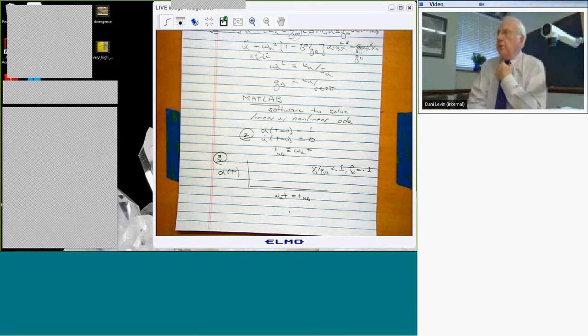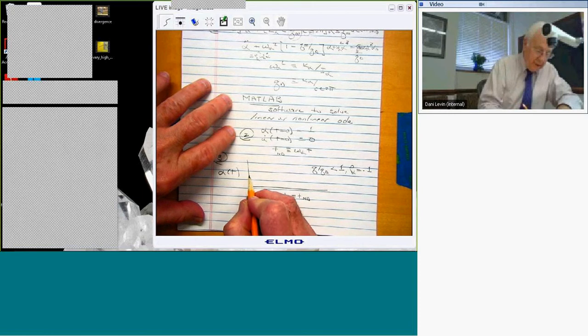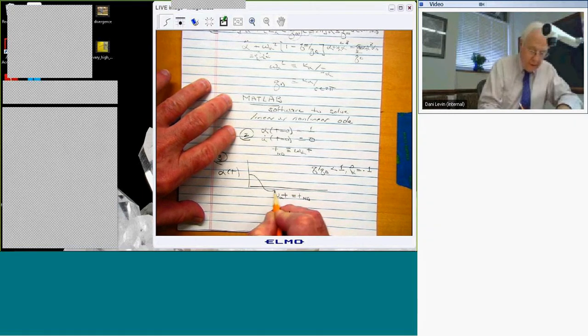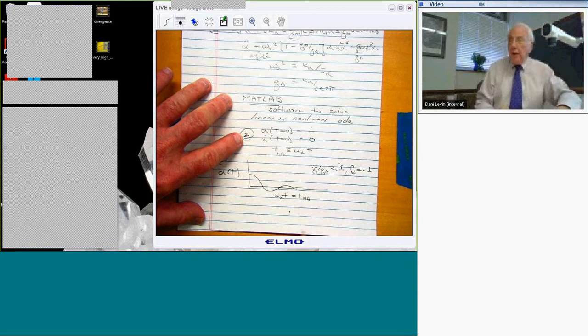So what happens if Q over Q divergence is less than 1? What do we think will happen? Has anyone actually done this? Okay, what happened? It oscillates and decays. Okay. And eventually goes to 0, right? Asymptotically.